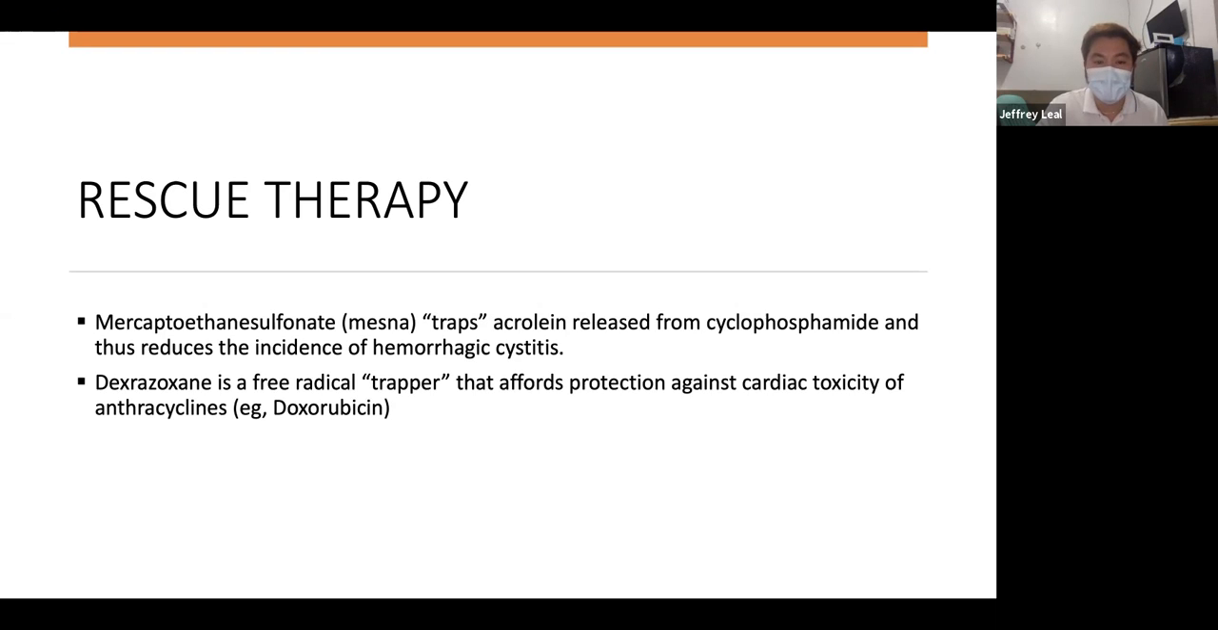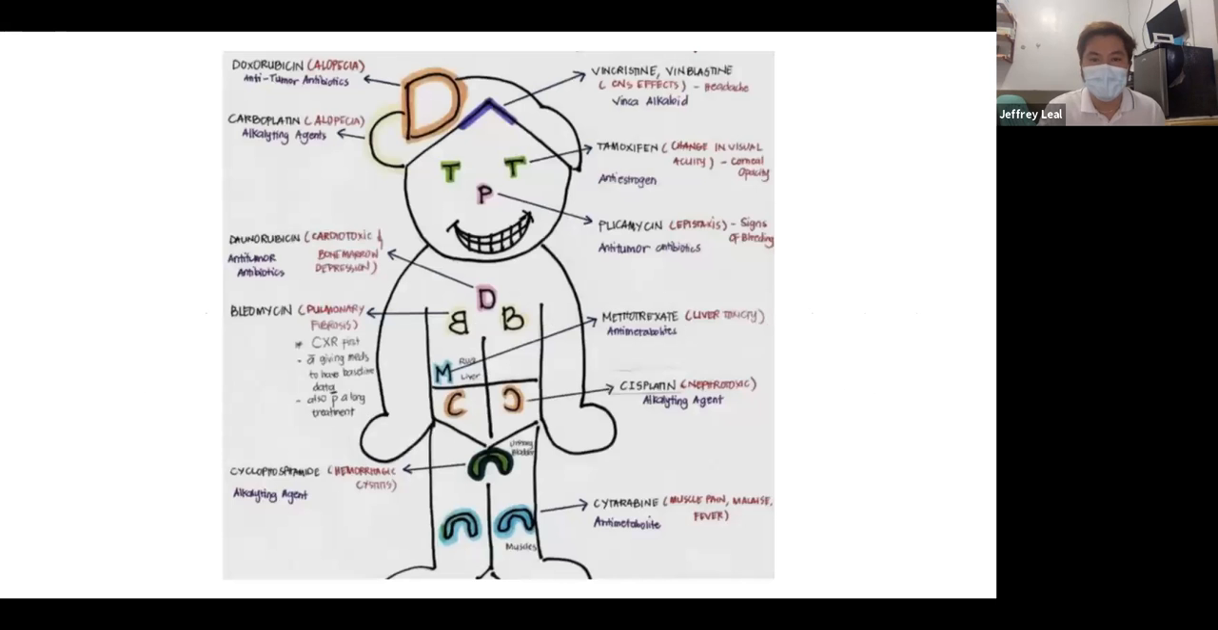We have also the MESNA, or the mercaptoethanesulfonate, which traps the acrolein that is released as a metabolite of cyclophosphamide. It reduces the incidence of your hemorrhagic cystitis. Okay? We have also the dexrazoxane, which is a free radical trapper that affords protection against cardiac toxicity of your doxorubicin. Okay? So this is the chemoman.